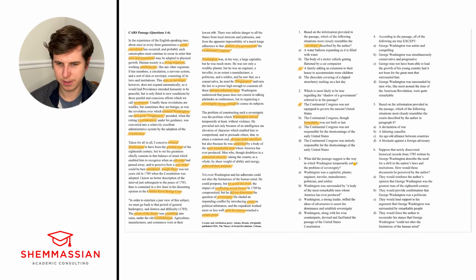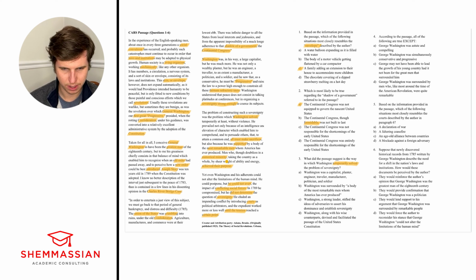Three, what did the passage suggest is the way in which Washington temporarily solved the problem of sovereignty? Okay, right. We remember this. We highlighted this. He temporarily solved, right? The Washington solved here. What paragraph? 1, 2, 3, 4, 5. That's paragraph 5 there. By, oh no, that's actually, we're going to go down to the next paragraph because it doesn't mention it.